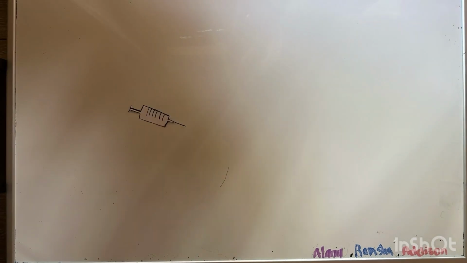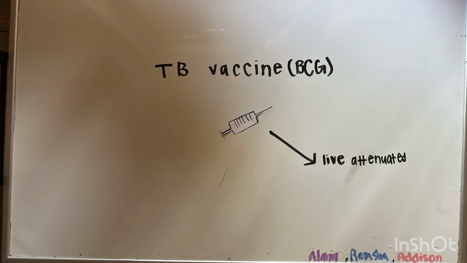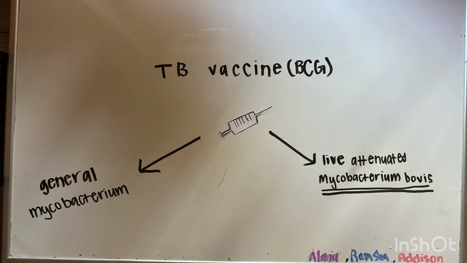Currently, there is a vaccine for TB called the Bacillus Calmette-Guérin vaccine. The BCG vaccine is a live attenuated vaccine that is more general to Mycobacterium than it is specific to TB, so it can also be used to treat leprosy.